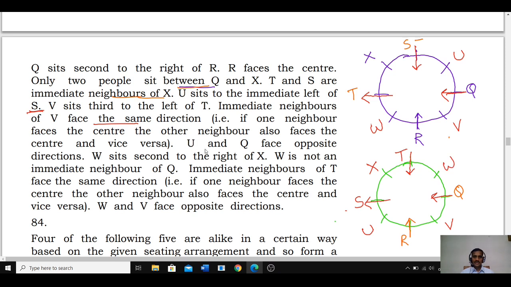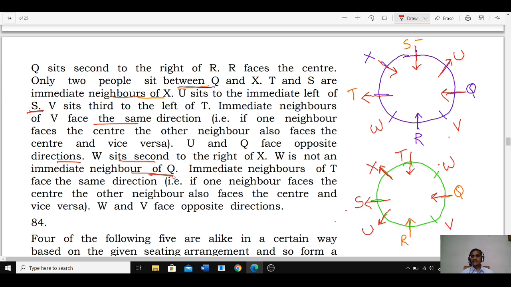U and Q face opposite directions. Q is facing the center, U is away from the center. W sits second to the right of X. X is facing the center, W is seated second to the right of X. X is away, W is here.